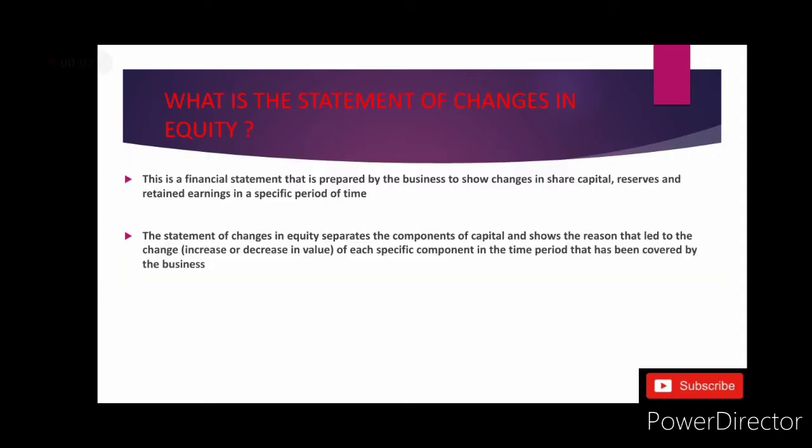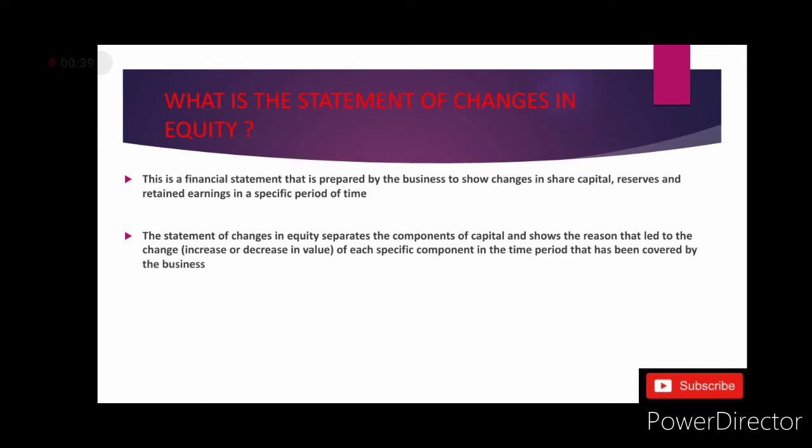So what is the statement of changes in equity? This is a financial statement that is prepared by the business to show changes in share capital, reserves, and retained earnings in a specific period of time. If you watched the video about the statement of financial position, we saw how a business has assets, liabilities, and shareholders equity, aka capital. In the shareholders equity, there are different components: share capital, reserves, retained earnings, share premium, and all that stuff.